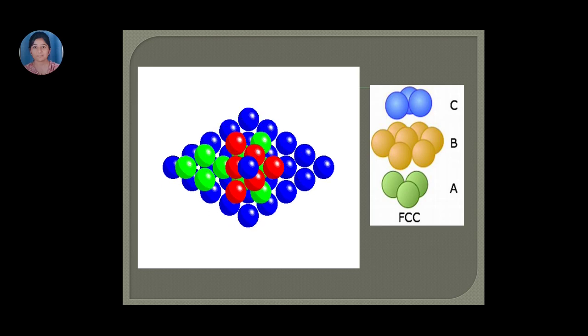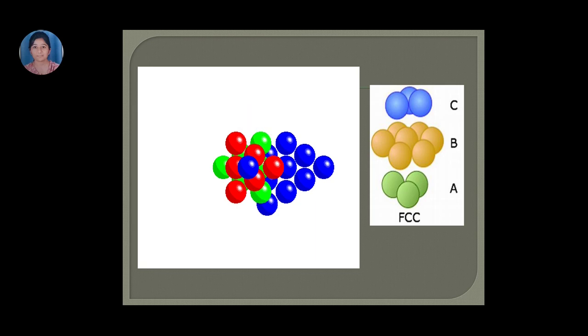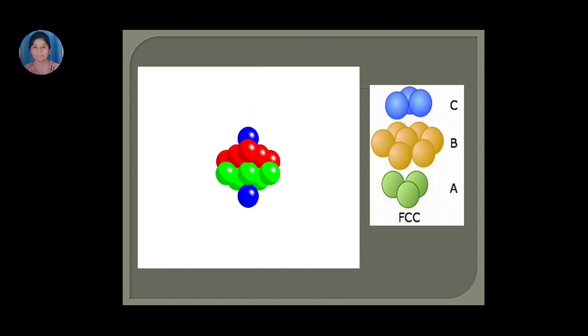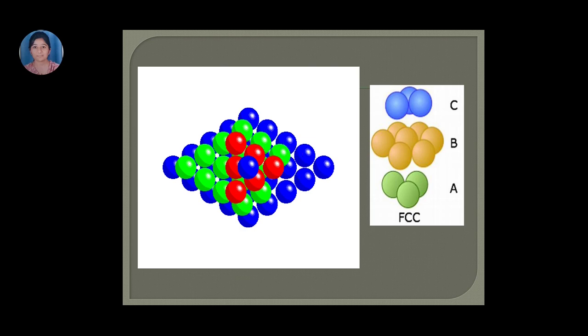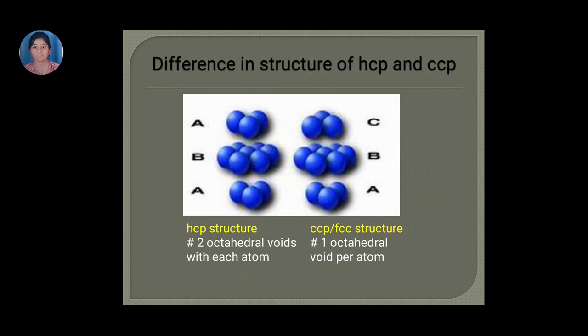where the A, B and C, the 3 layers are arranged one over the other. Same is the case with CCP. If we try to see the difference between HCP and CCP, as I told you, CCP is nothing but the face centered crystal structure. So both are same, CCP and FCC are same, the structure of them is same, and HCP. If you look at the difference between HCP structure and CCP structure, for now I'll be considering only CCP, as CCP and FCC are same.